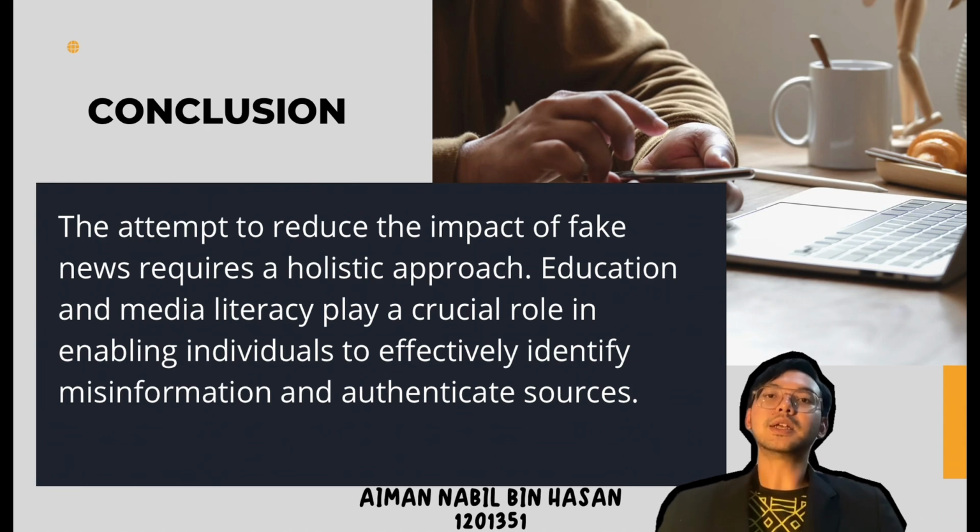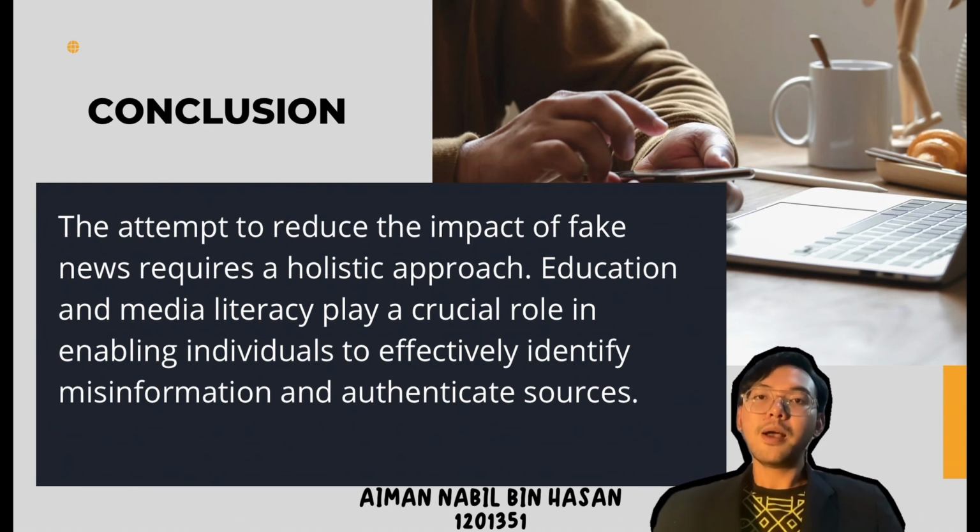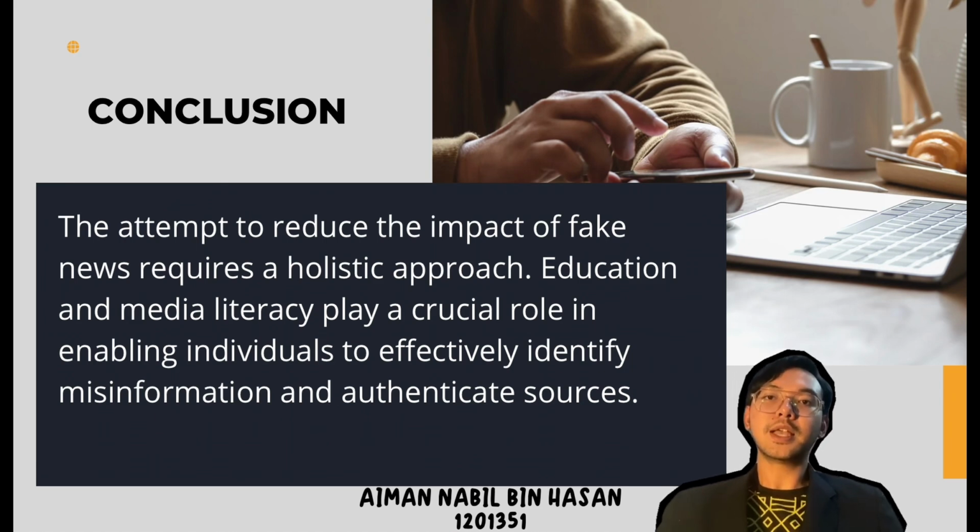It is vital that journalists and media organizations maintain a constant dedication to accuracy and reliability in their journalistic endeavors.